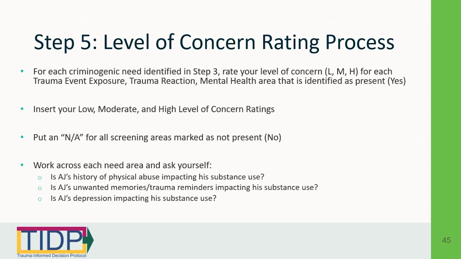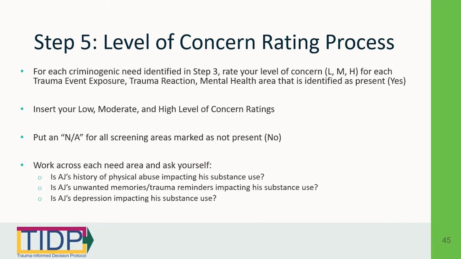for each criminogenic need identified at step number 3, you're going to work across the TIDP form itself, and you're going to rate your level of concern as low, moderate, or high for each traumatic event exposure, each trauma reaction, and each mental health area that you identified as yes. Okay? Then on the TIDP form, you're going to insert those low, moderate, or high ratings on the grid. But we don't want any blank spots in this grid.